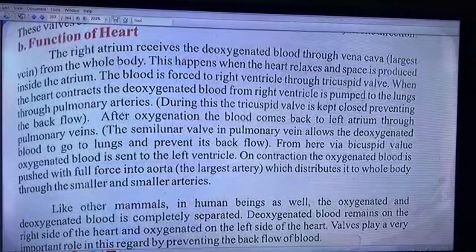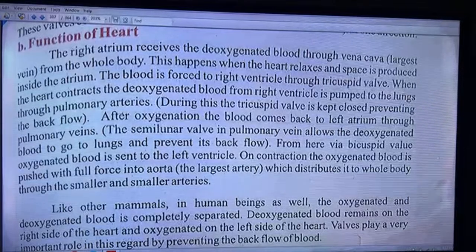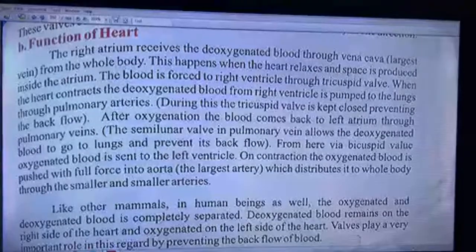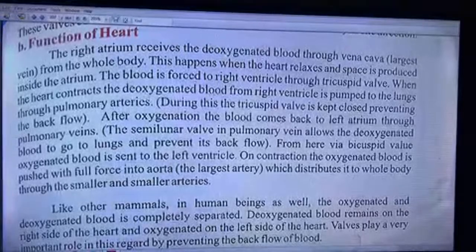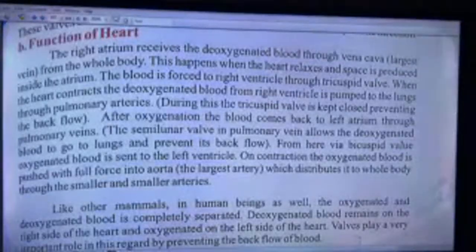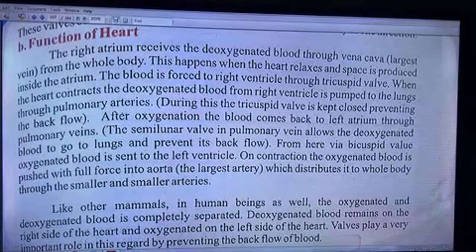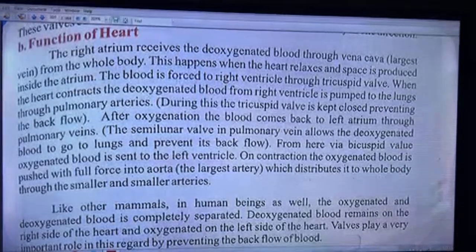After oxygenation, the blood comes back to the left atrium through the pulmonary veins. The semilunar valve in the pulmonary artery allows the deoxygenated blood to go to the lungs and prevents its backflow. From here, via the bicuspid valve, oxygenated blood is sent to the left ventricle. On contraction, the oxygenated blood is pushed with full force into the aorta, the largest artery, which distributes it to the whole body through smaller and smaller arteries.